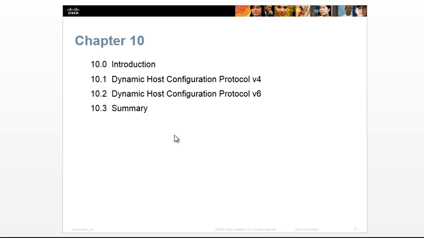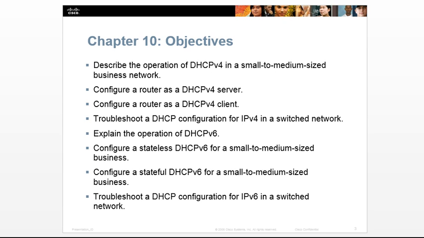So we'll talk about the two types, DHCP 4 and 6. We'll describe DHCP 4 in a small to medium business network. We'll talk about how to configure the router as a server and as a client. We'll talk about how to troubleshoot. We'll talk about 6 in the same ways and how to troubleshoot 6.